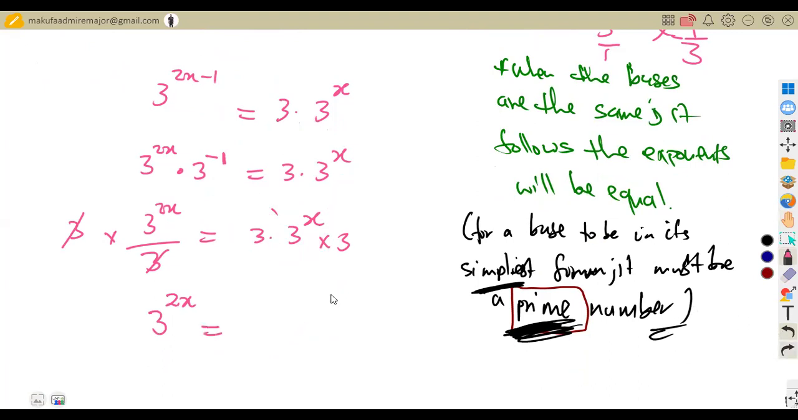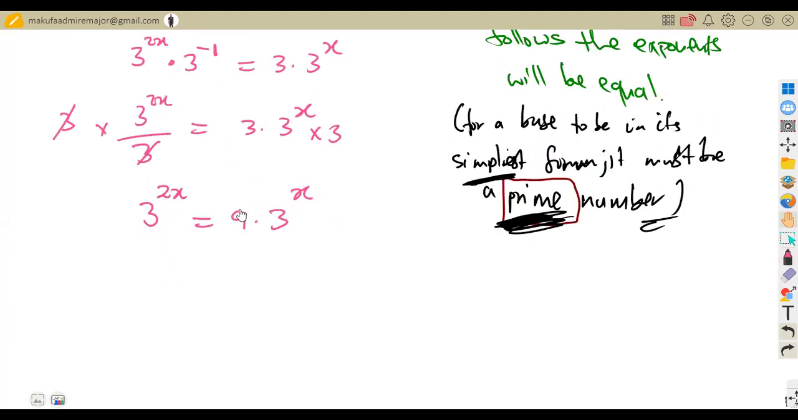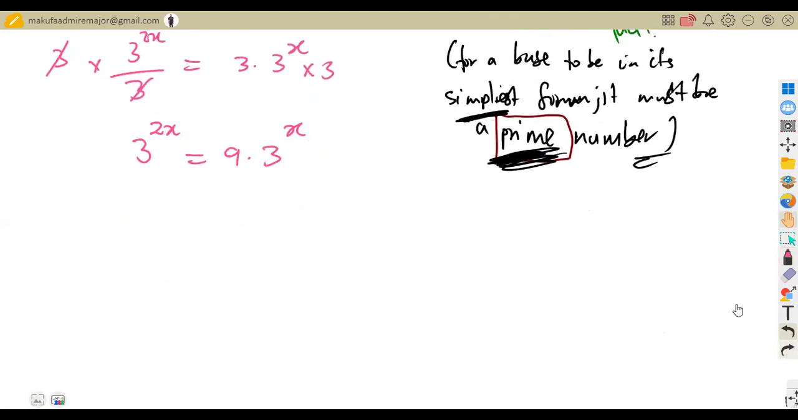These are just numbers. They can be multiplied together. 3 times 3 is 9 times 3 to the exponent of x. Okay, this is where we are. What type of an equation is this? It's an exponential equation, yes, but if we consider that this is 3 to the exponent of 2x, this is 3 to the exponent of x, and this is 3 to the exponent of 2x, we can see that we have got a disguised quadratic equation.